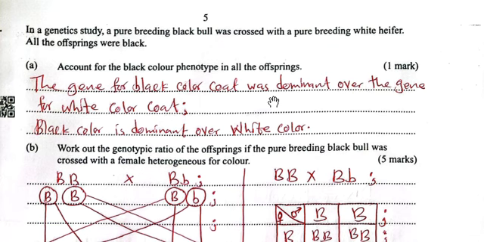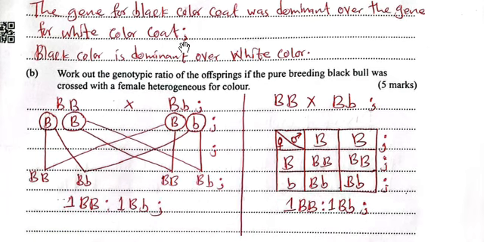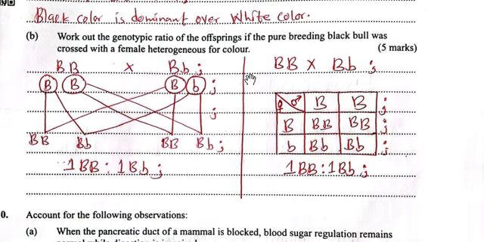And in the complete dominance, we have two types of genes, a dominant gene and a recessive gene. And the dominant gene is completely dominant over the recessive gene. Phenotypically, the dominant gene is expressed. Then part B, work out the genotypic ratio of the offsprings if the pure breeding black bull was crossed with a female heterozygous for the color.